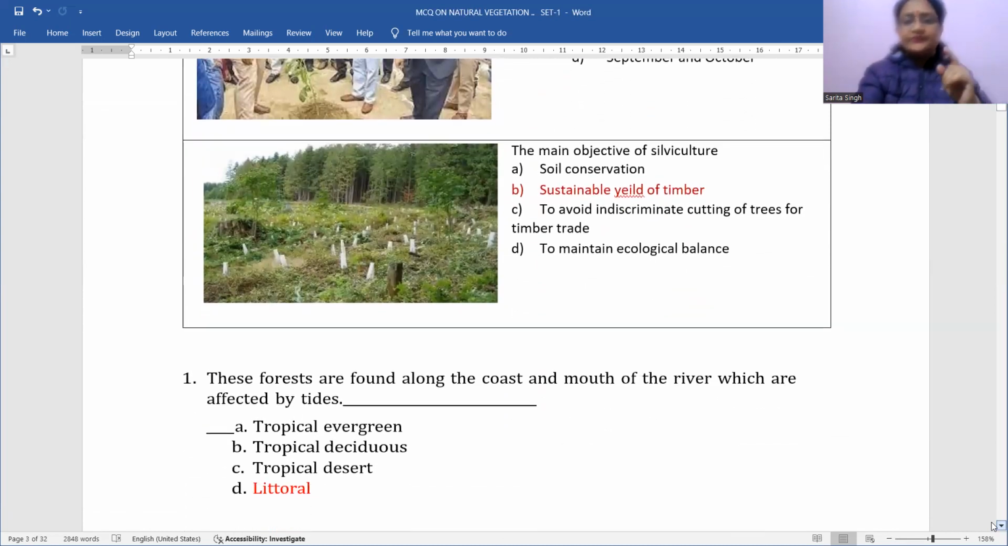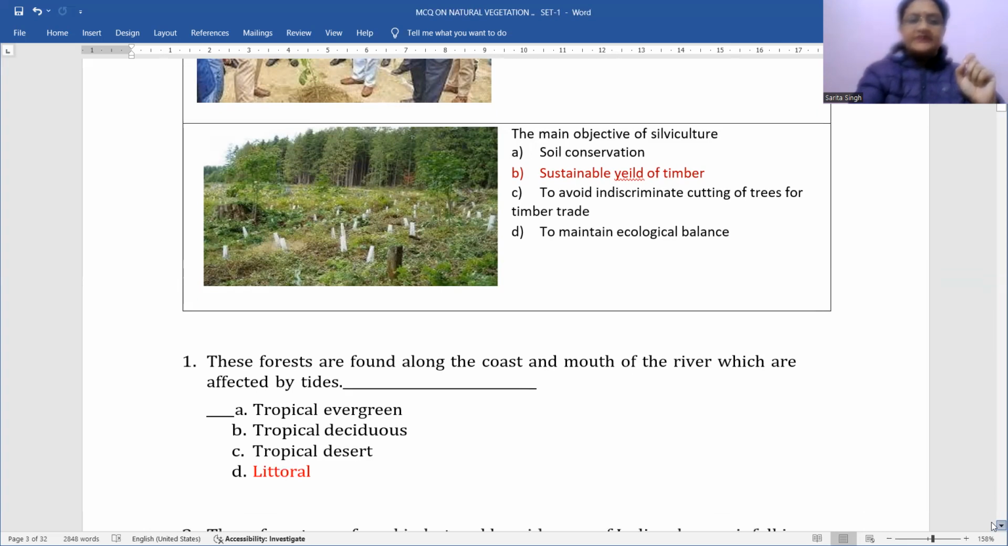ओके, नेक्स्ट क्वेश्चन, द मेन ऑब्जेक्टिव ऑफ सिल्वीकल्चर. सिल्वीकल्चर क्या होता है बच्चों? देखो इसमें इसका मेन ऑब्जेक्टिव जो होता है सस्टेनेबल यील्ड ऑफ टिम्बर. ओके, सिल्वीकल्चर है टिम्बर को ग्रो करने का प्रैक्टिस. राइट, टिम्बर को ग्रो करना मीन्स the trees which are meant for just for timber purpose, these are grown. Okay, so sustainable yield of timber, this is actually the main objective of silviculture.